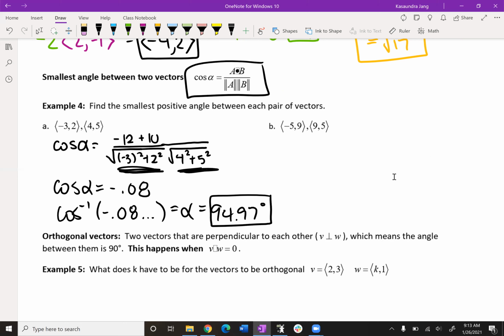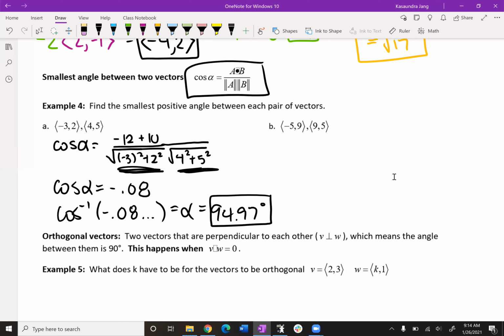Oh, so you got cosine of alpha equal to 0. But we need to know the alpha. We need to know the angle. Yeah, so let's get our angle. Oh, it's 90. Oh, there we go.